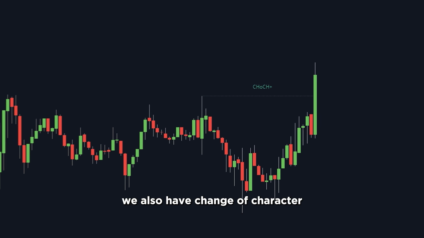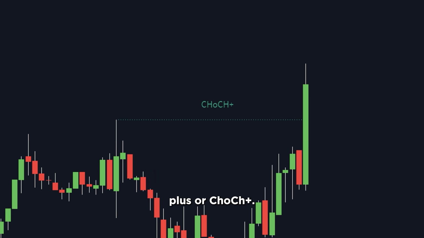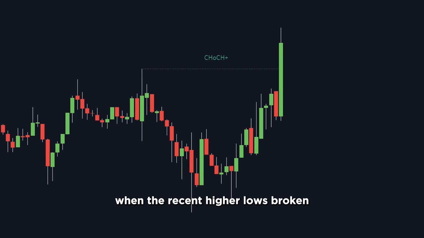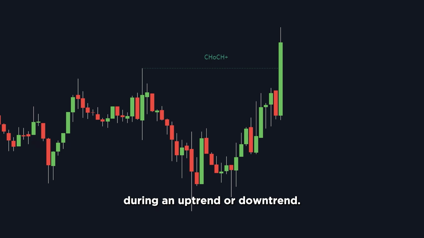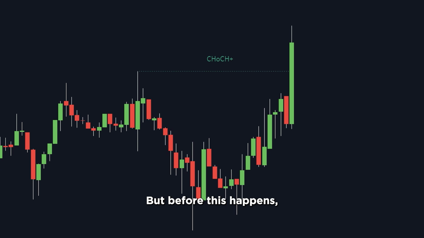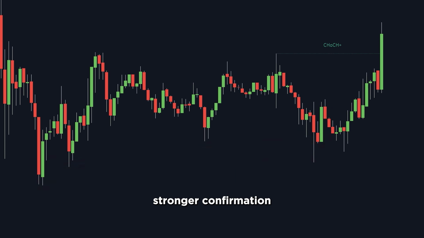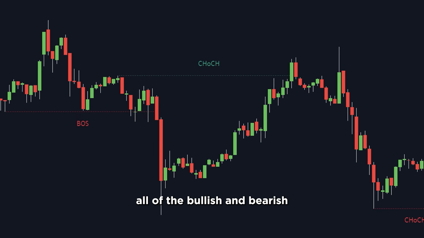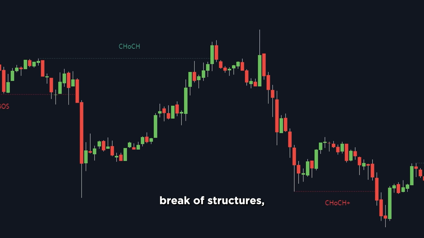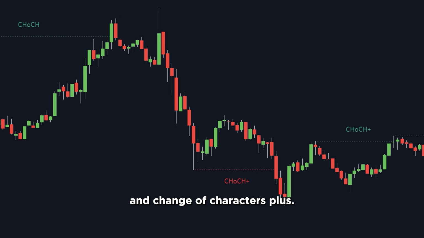And then we also have change of character plus, or CHoCH plus, and these are formed when a recent high or low is broken during an uptrend or downtrend, but before this happens, price fails to make a lower low or a higher high, resulting in a stronger confirmation of a price reversal to occur. Our indicator plots all of the bullish and bearish break of structures, change of characters, and change of characters plus.